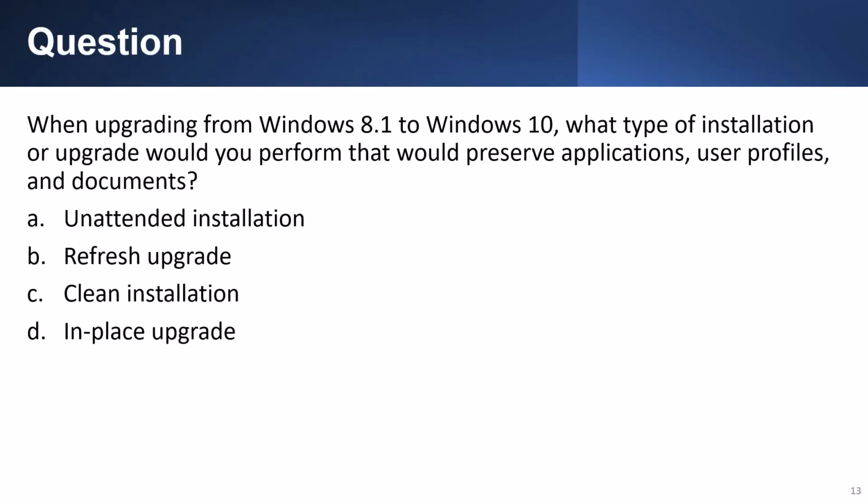Question: when upgrading from Windows 8.1 to Windows 10, what type of installation or upgrade would you perform that would preserve applications, user profiles, and documents? Answer: in-place upgrade. An in-place upgrade allows you to go from an older operating system to a newer one while keeping your settings, programs, and data intact.